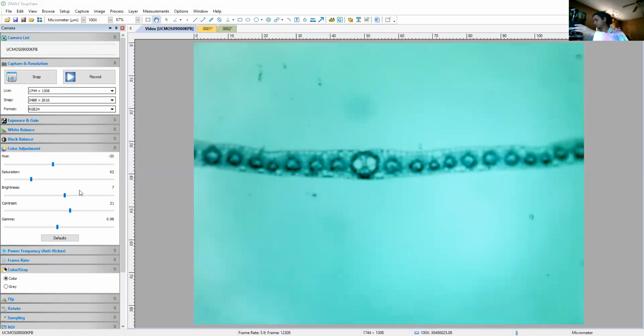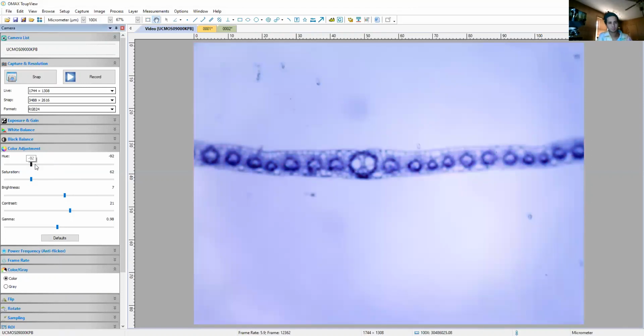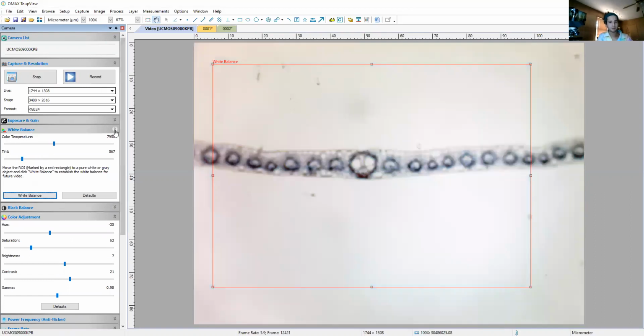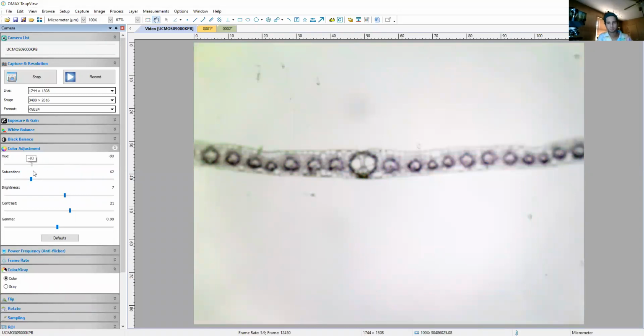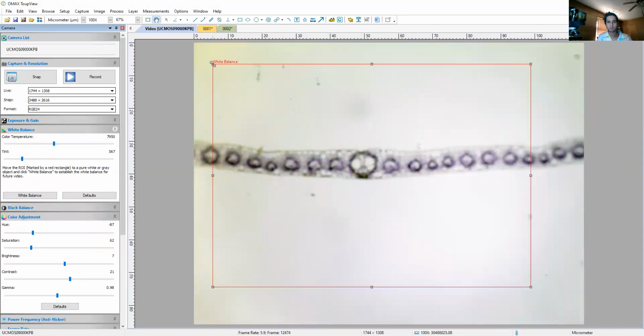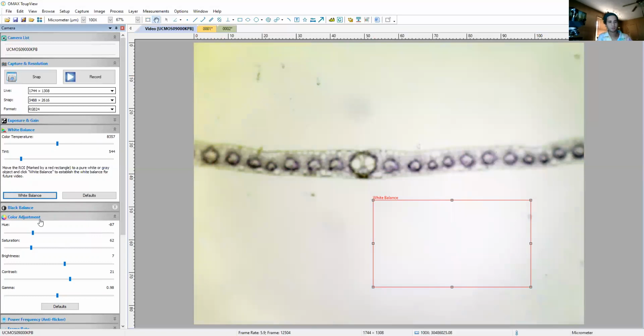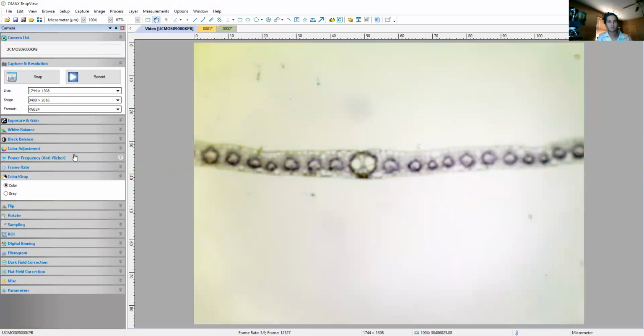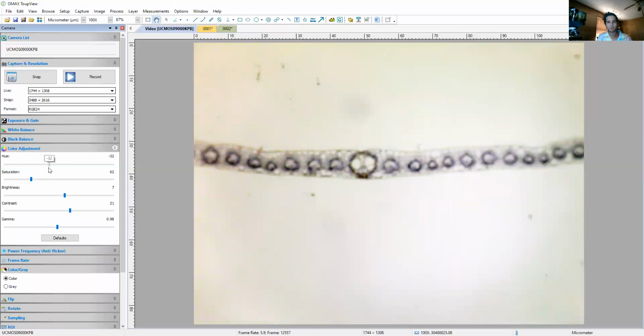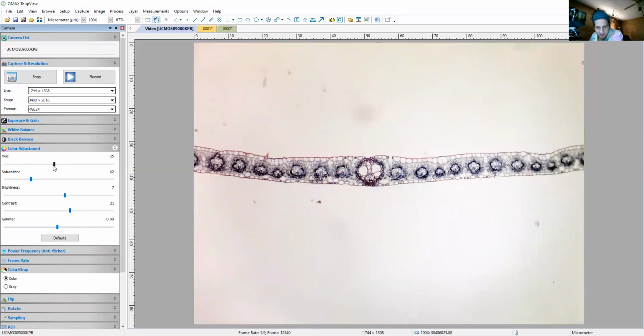So let's look at our real life example of that. So here is our monocot leaf in cross section.